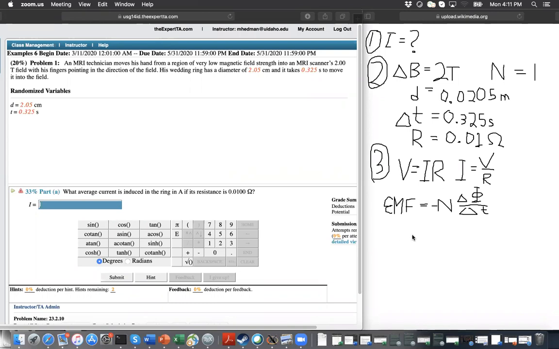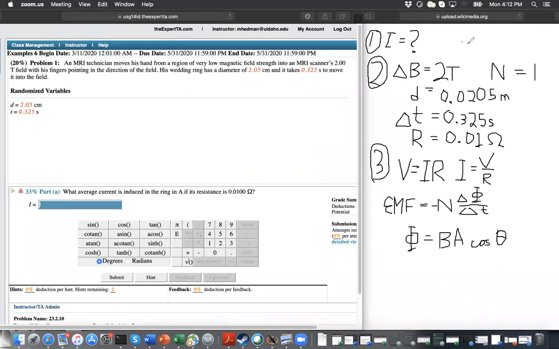And we know that flux is basically given by the magnetic field strength B times the area of the loop A times the cosine of the angle between them. These are all things we've done in class. Now, the angle between them, do we know what that is? Well, yes. The person's fingers were pointing along the direction of the field line.